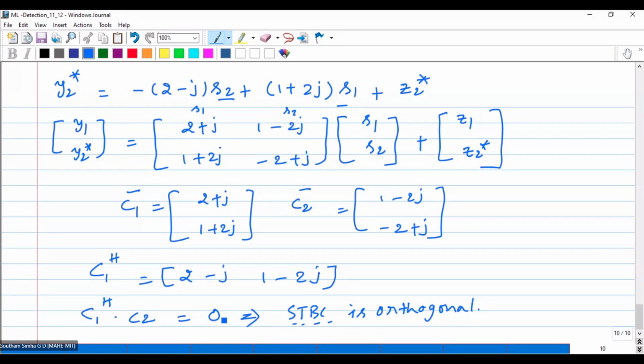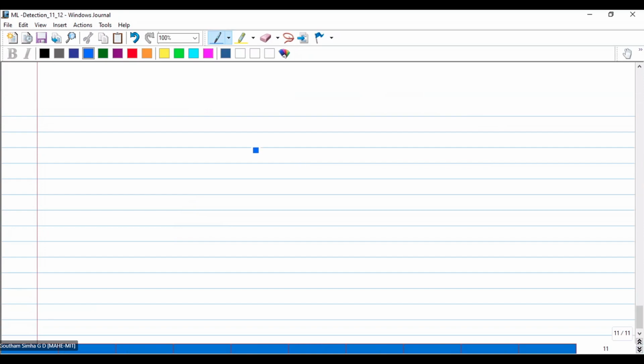If it does not give you 0 value, then it is not orthogonal. That's all. It is not orthogonal. So orthogonality of the columns at the receiver, what it makes? It makes the decoding operation very easy. Easier decoding operation. That's all. So to decode S1, from this to decode S1, what you have to do? From this to decode S2, what you have to do?